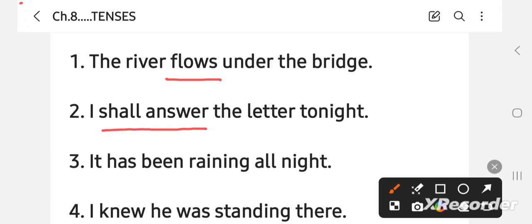The third sentence, it has been raining all night. Has been raining. Present perfect continuous tense. I repeat, it is present perfect continuous tense. Has shows you present, been is always used for perfect and the main verb with ing shows you continuous. So present perfect continuous.